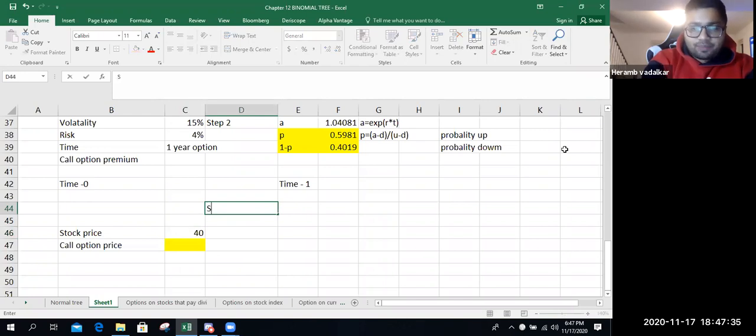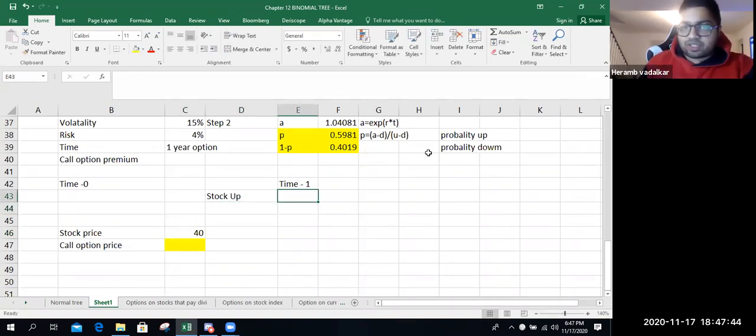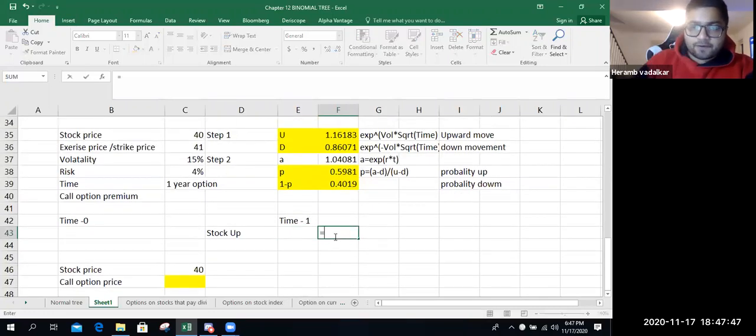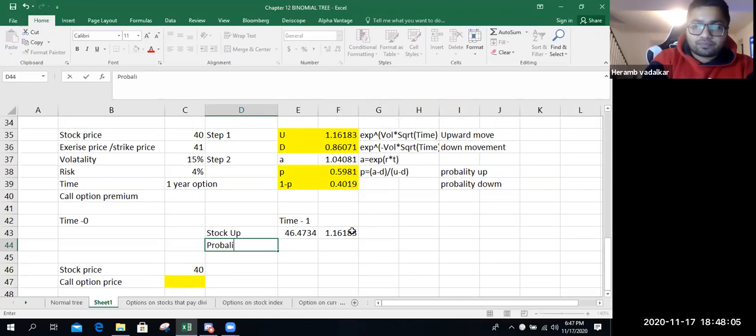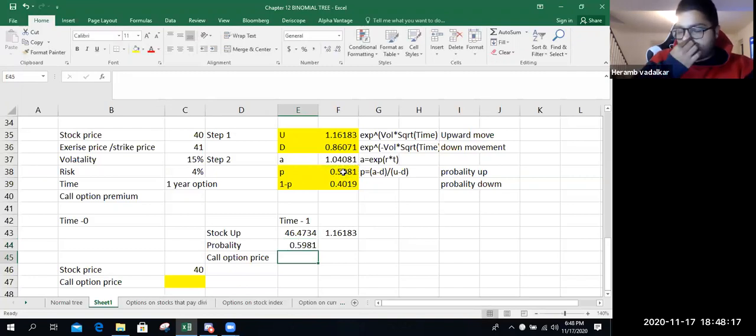So stock up. Okay. So if stock goes up, it goes up by U. So U is 1.16. So previous stock price multiplied by U gives you movement of stock in the upward direction. We know probability and we have to find out call option price. What is the probability? Probability of moving up is 0.59.